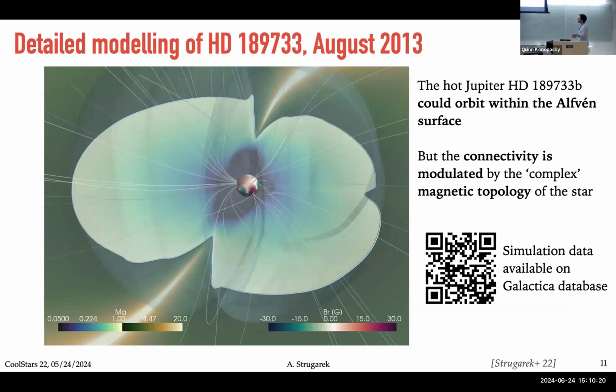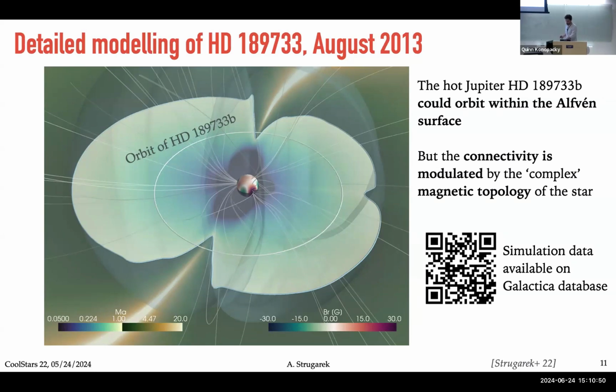So two years ago, we published a first paper on that, studying this same epoch that Coley and collaborators studied in August. It was an observation from August 2013. And we modeled the environment of this star based on the Zeeman Doppler imaging map that was taken at this time. You see here that this blue bubble shows the Alfvén surface that is predicted by this specific stellar wind model. And the orbit of the known hot Jupiter is here in white. So you see it's mostly within the Alfvén surface.